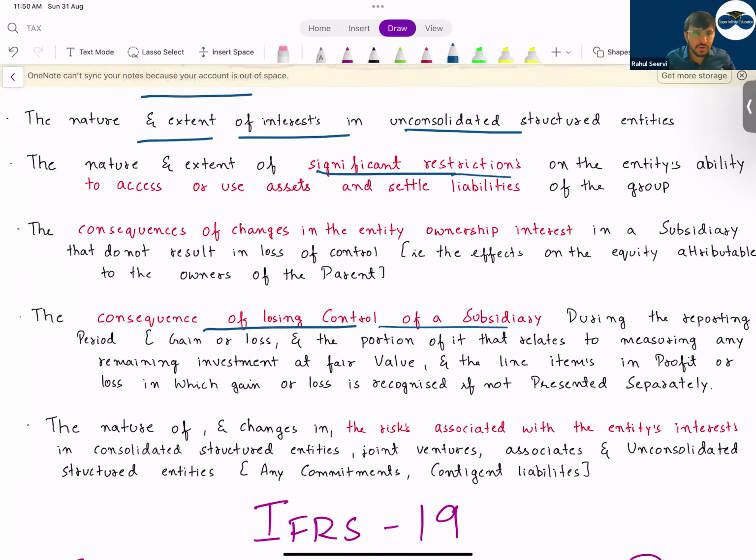Then if you're losing the control of the subsidiary, what are the consequences? You have to mention that. Then the risk associated with the entity's interest, like in case of a joint venture, associate, or unconsolidated structured entity, any commitment or contingent liability, etc. Because we have seen, when we do consolidation, we take contingent liability as a provision. But if it's your associate, where you have significant influence, and that company has a huge contingent liability which is only disclosed, this will affect your profit also in future, so you have to disclose that.